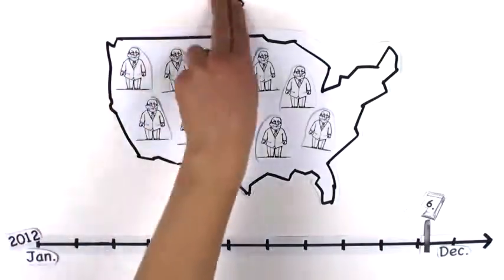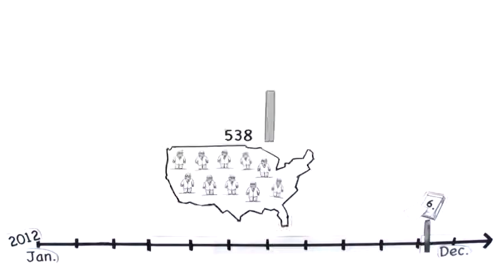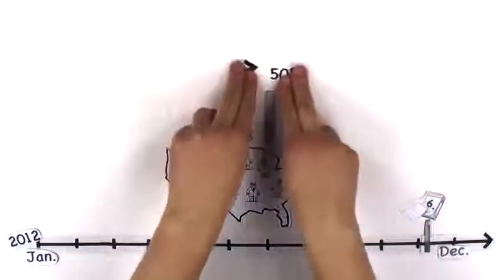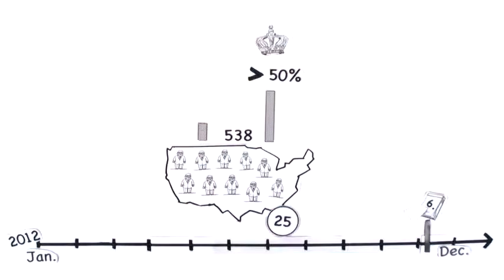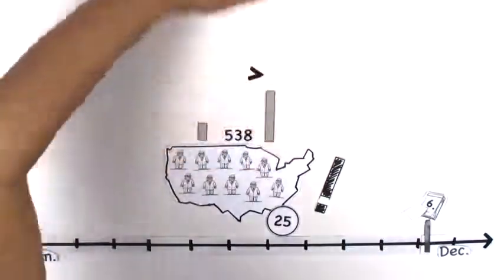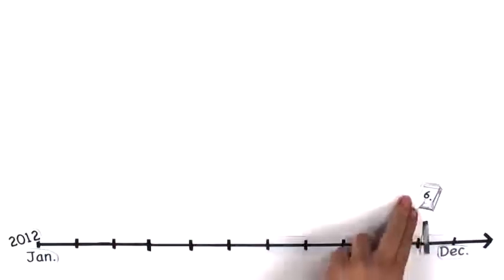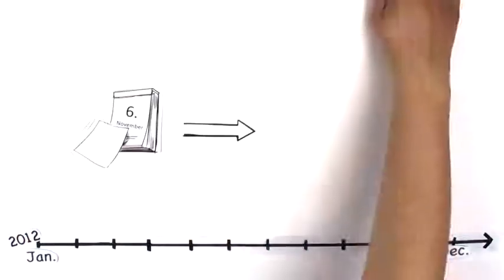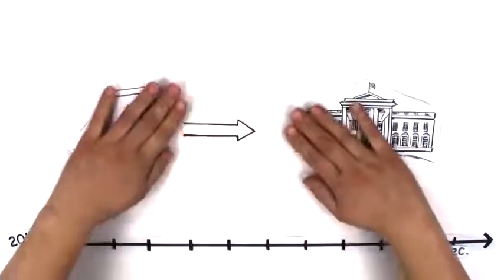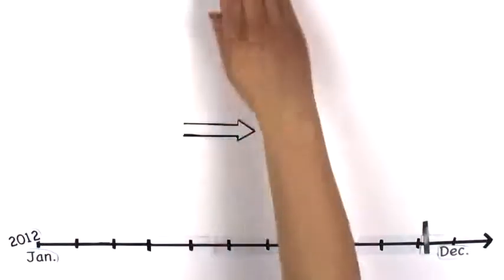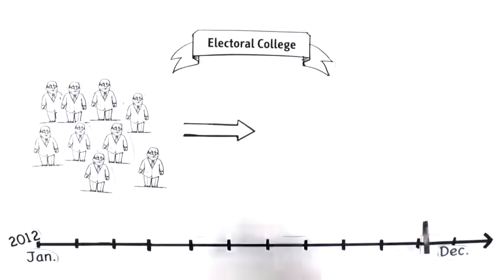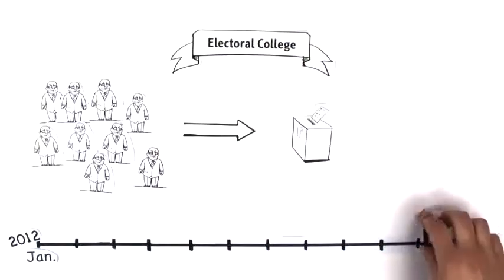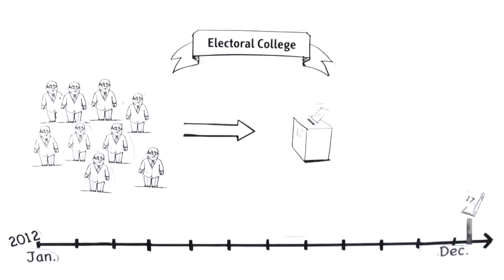Altogether, there are 538 electors. The candidate who has more than half of all electors on his side has won the election. And there, the 25 electors from Florida can definitely be decisive. So after the electors have been elected, it's actually already clear who will be president. But officially, the president is elected later by the Electoral College. It's then that all the electors cast their votes in their state, on the 17th of December.